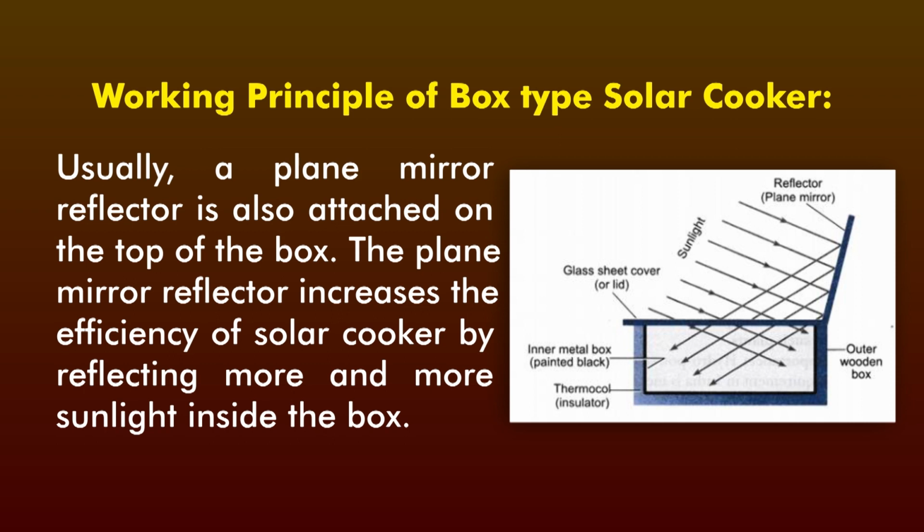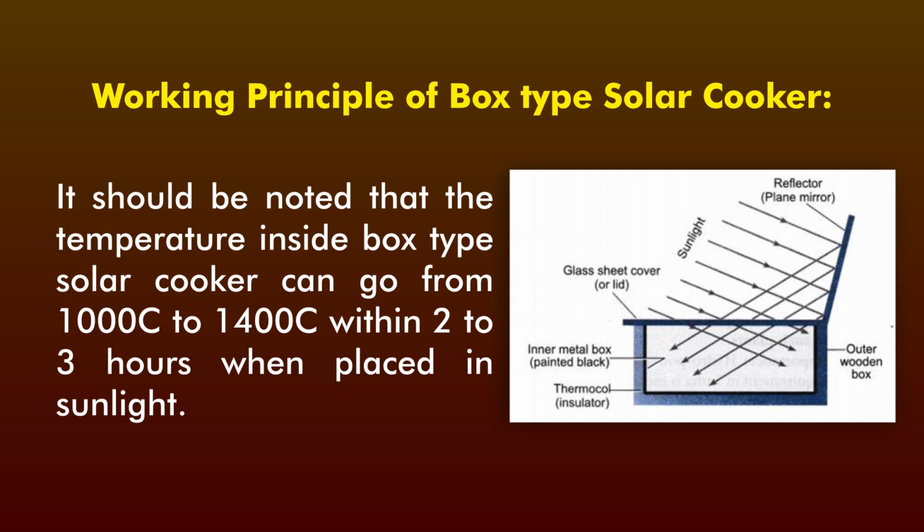The plane mirror reflector increases the efficiency of the solar cooker by reflecting more and more sunlight inside the box. It should be noted that the temperature inside the box type solar cooker can go from 100 degrees centigrade to 140 degrees centigrade within 2 to 3 hours when placed in sunlight. So, this type of solar cooker is used to cook only those food materials which require gentle heating.